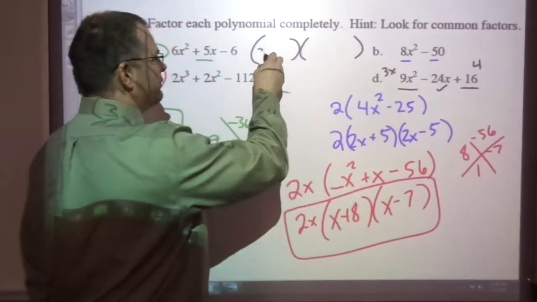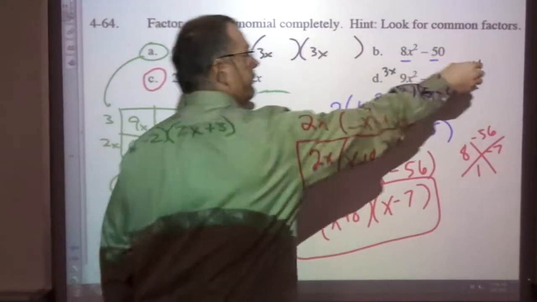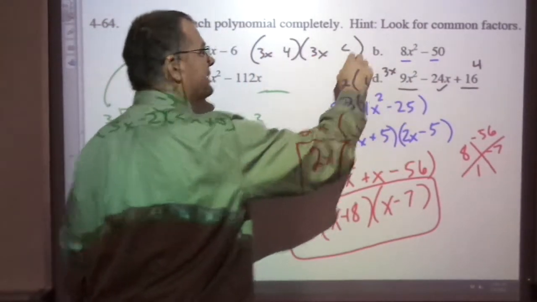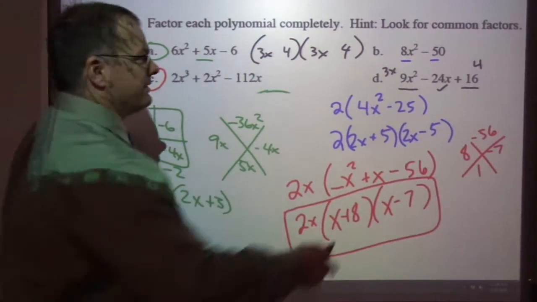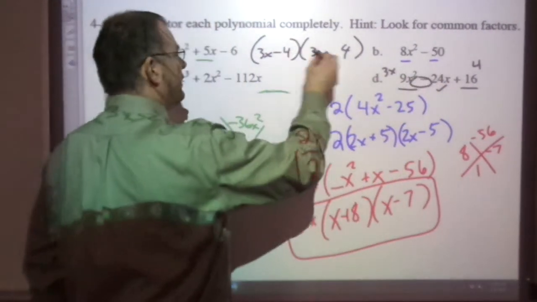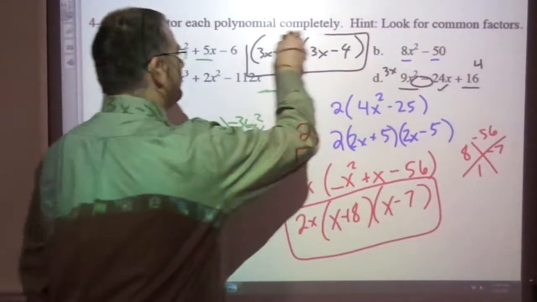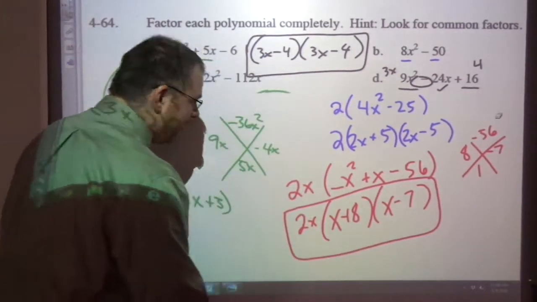The 3x goes here and here. The 4 goes here and here. What are the signs like in a perfect square trinomial? Whatever the middle is. The middle is negative, so we're both negative. There we go. We got all 4 of them there.